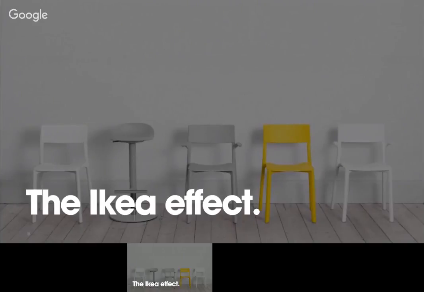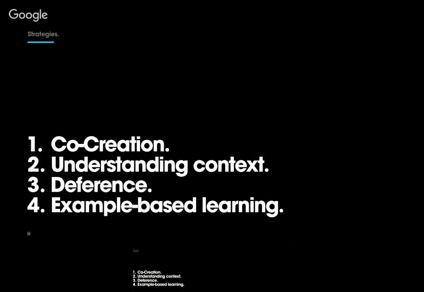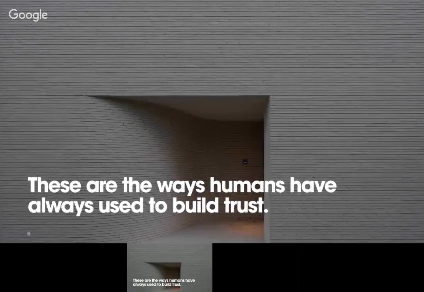So these are instances where, again, going back to the introduction to my talk, the biases, the psychological quirks of our minds, are actually the fodder for design and design thinking, right? And so in this case, you might think co-creation, understanding context, deference, example-based learning. These are just some of the quirks about psychology, about how we learn. But if you might have noticed, these are the ways humans have always used to build trust, right?